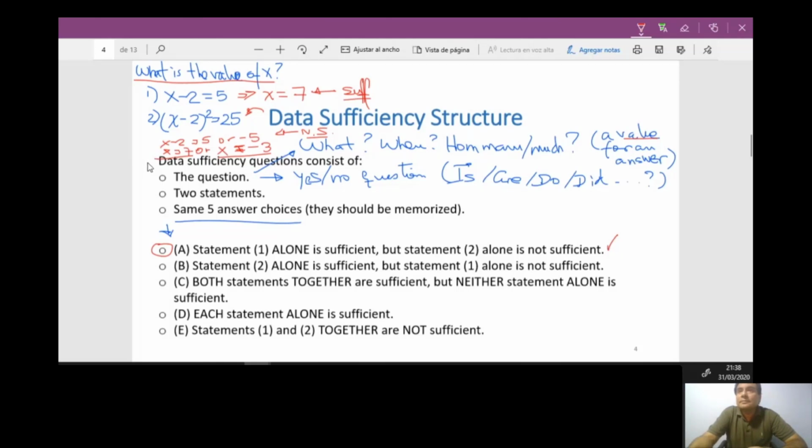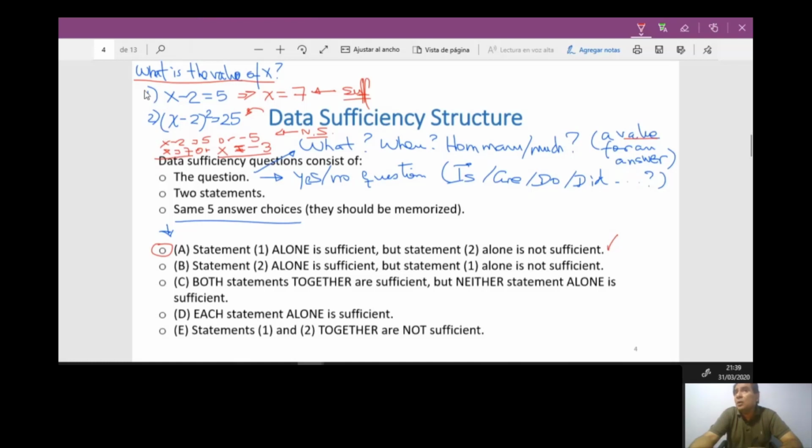So the data sufficiency questions are all the same structure? Yeah, this structure is basically the same for all data sufficiency questions. Okay? We will see a few more examples.